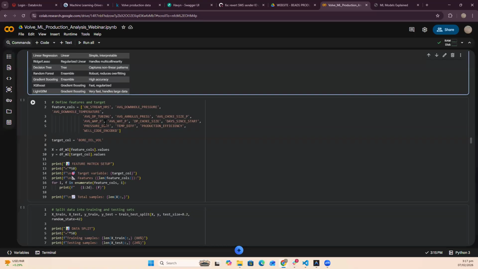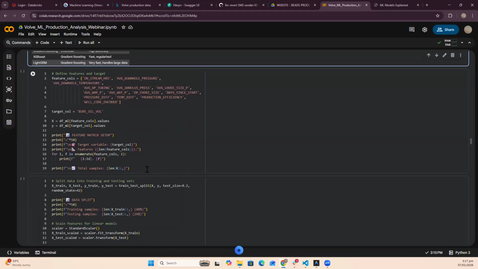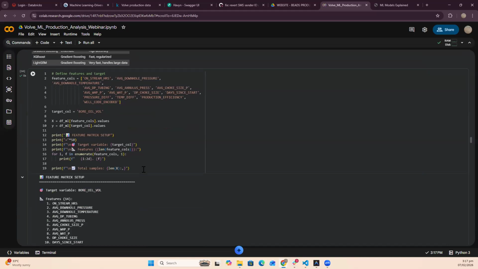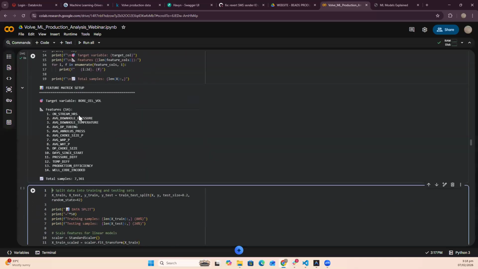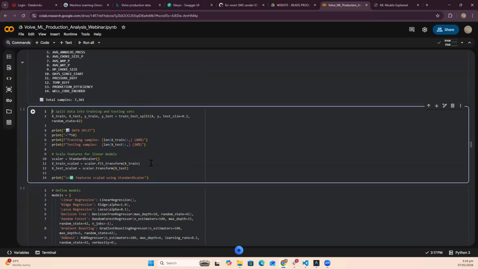Basically, this one is a supervised learning. So we have our inputs. These are going to be our inputs and features. And this is going to be our output feature, because we are predicting daily oil production. So this is going to be our target feature. So now we have our input features and output feature.